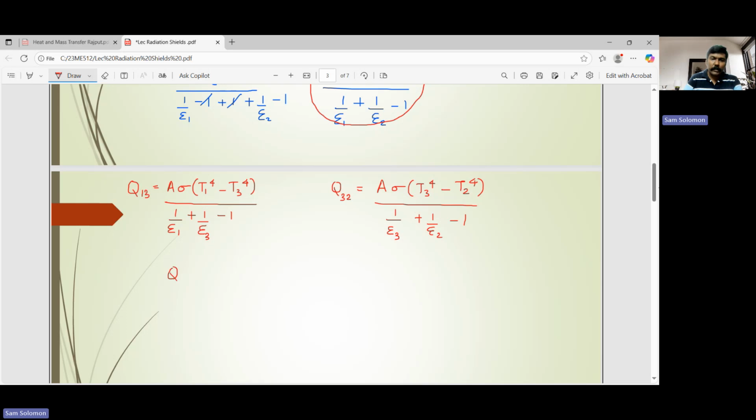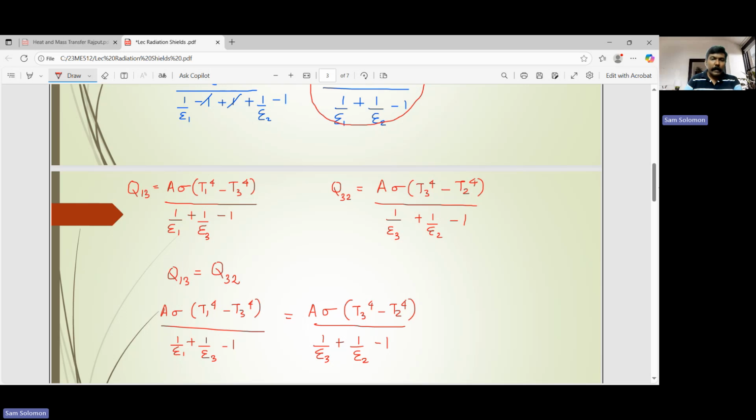And the condition tells us that Q13 is supposed to be equal to Q32. So when you write the expression A sigma (T1 power 4 minus T3 power 4) whole divided by (1 by epsilon 1 plus 1 by epsilon 3 minus 1), this is going to be equal to A times sigma (T3 power 4 minus T2 power 4) whole divided by (1 by epsilon 3 plus 1 by epsilon 2 minus 1). And this A sigma are common in both the cases, so that can be cancelled out. So whatever remaining expression that you have got, now you will be able to find the temperature T3 of the radiation shield from this particular expression.